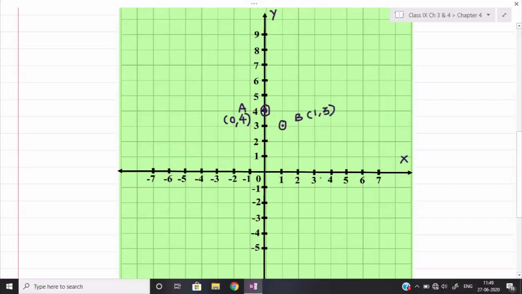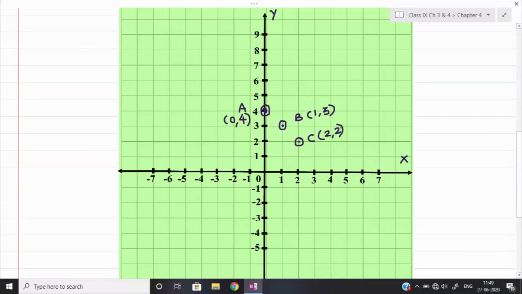Third point is 2, 2. So on the x-axis I will search where is 2. 2 lies here. X equal to 2, and then I will go in the upward direction because y coordinate is still positive right now. So this will be 2, 2. This point I will say it is C, 2, 2.